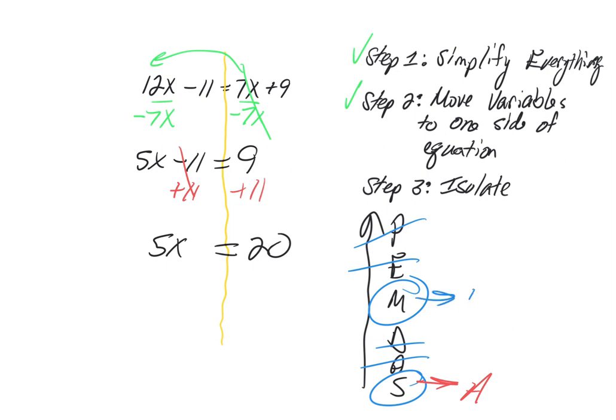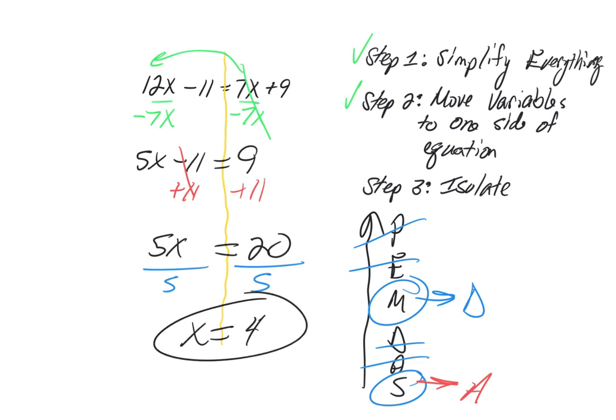Well, the inverse of multiplying is division. So 5 divided by 5 we know is going to get me 1. So now we have x is equal to 20 divided by 5, which is 4. And then you can plug x back in to check your work if you'd like.